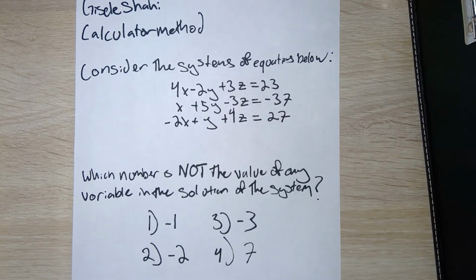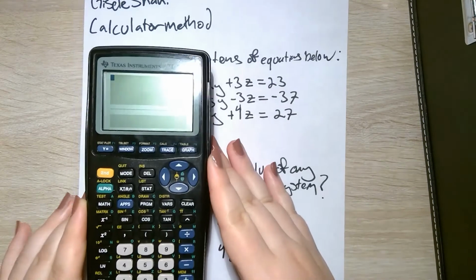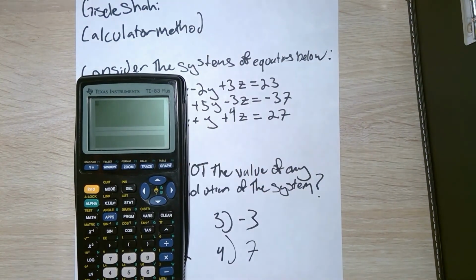So let's look at the question. Consider the system of equations below, and this is the same system of equations as the previous problem. Which number is not the value of any variable in the solution of the system? We have -1, -2, -3, and 7. So what you'll need is a graphing calculator. I have the TI-83 Plus. It's a bit outdated and a bit broken, but it will do.